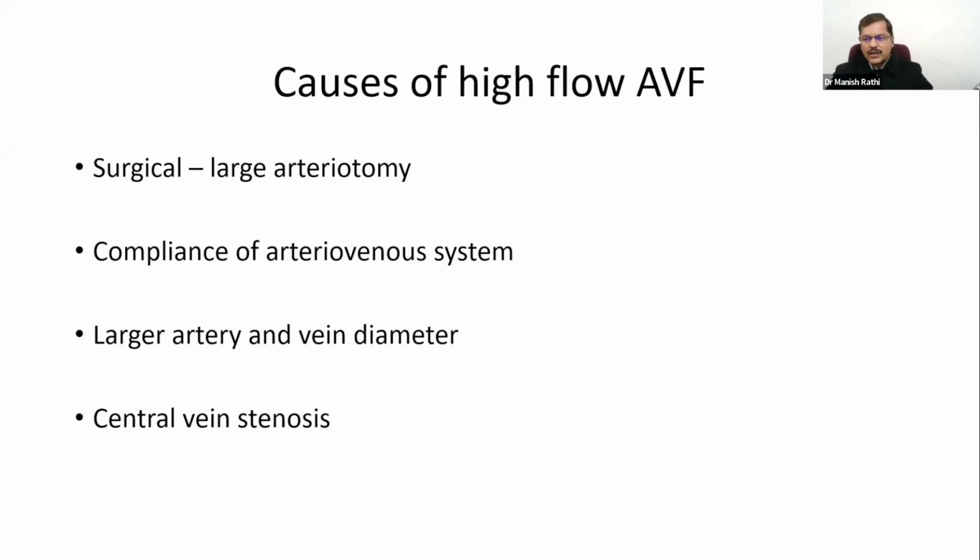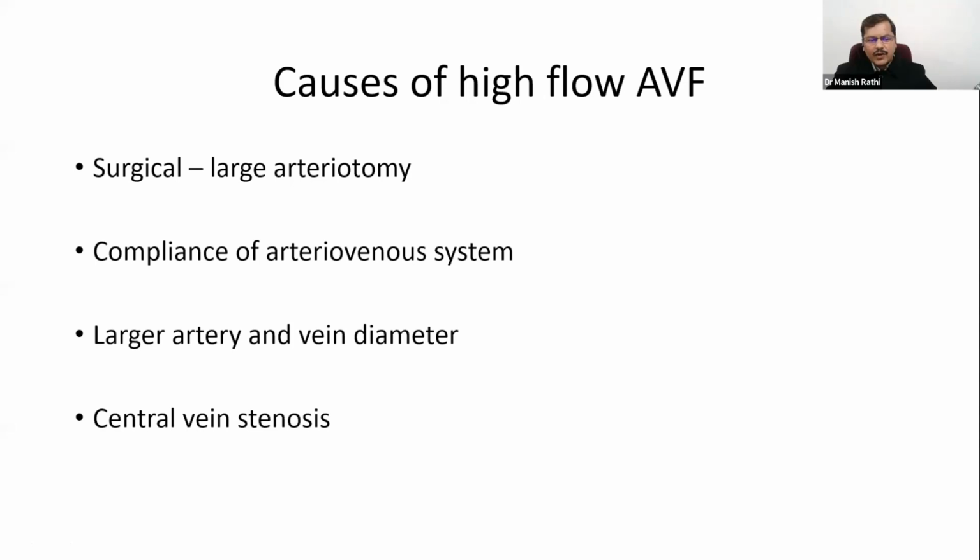However, people have also said that the compliance of the arteriovenous system is deranged because of the uremic milieu, and also these patients are cardiac patients. Somehow their veins get more accommodative; they keep on getting dilated, and because of this compliance of the arteriovenous system, there is an increased flow going to the fistula.